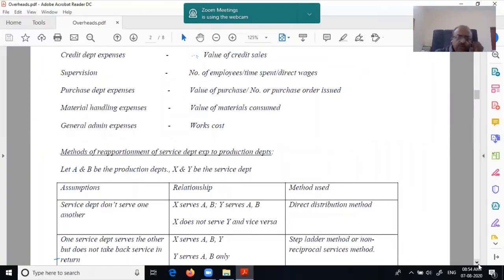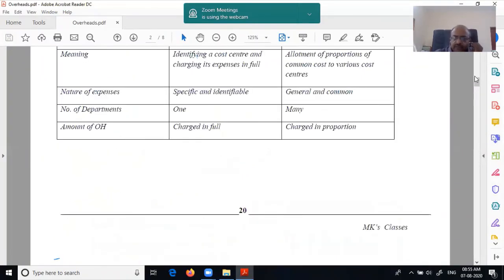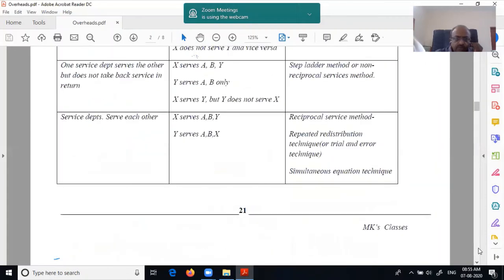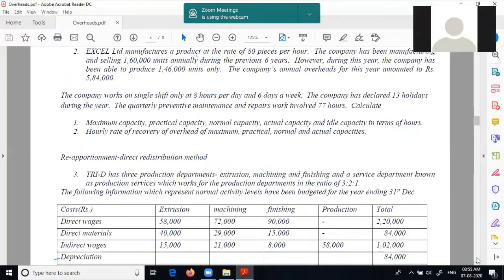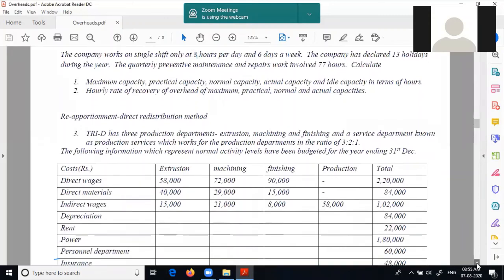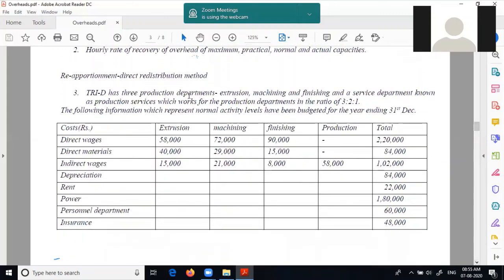Now reapportionment, will come to that later. That we'll do it later. So I want you to just try this problem at home. This one. Tri-D has 3 production machines: extrusion, machining, and finishing, and a service department known as production services, which works for production department in the ratio of 3:2:1. So there are 3 production departments and 1 service department.